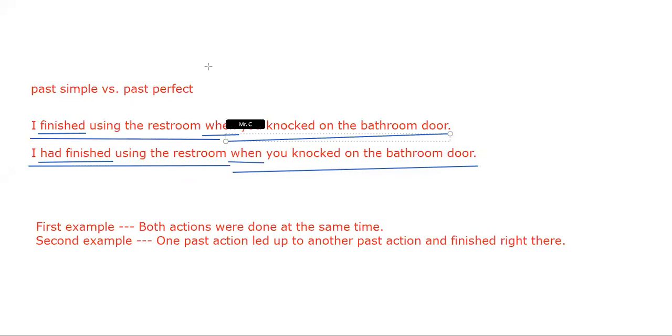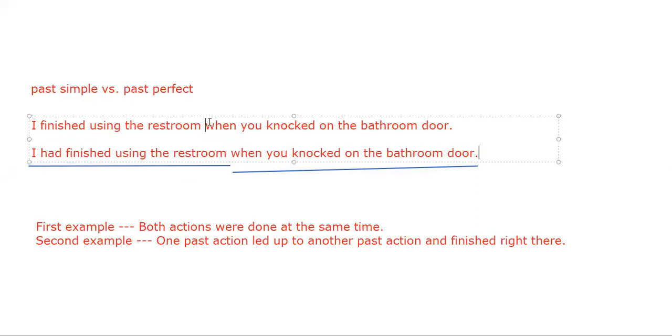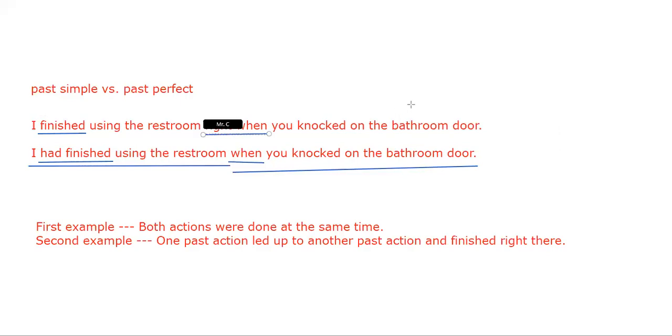And in the case of the first one, you can actually use the, let me erase this. Yeah, undo that and erase that. Okay. Sometimes people actually use the adverb right to further emphasize that both actions were done at the same time. Like, I finished using the restroom right when you knocked on the bathroom door. So sometimes people use this adverb right to emphasize when both actions were done at the same time. But you could actually take it out and it would be fine.